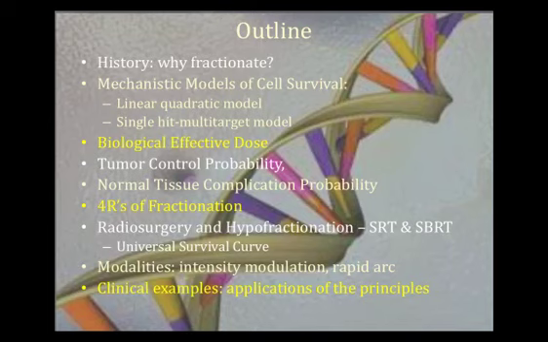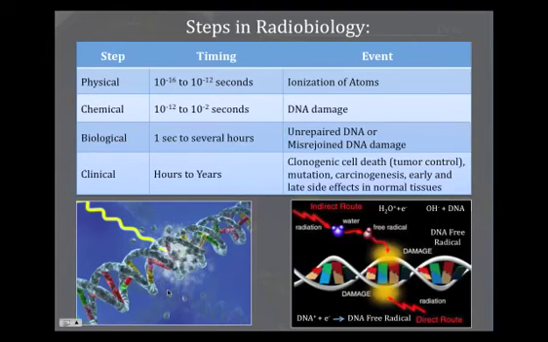Then we are going to discuss a little bit, that's the hardest part of the lecture, the mechanistic models of cell survival, and then go through some concepts that are currently normally used in the setting of radiation oncology and radiosurgery, discuss the 4 R's of fractionation, and finally finish with some examples of clinical applications of these concepts.